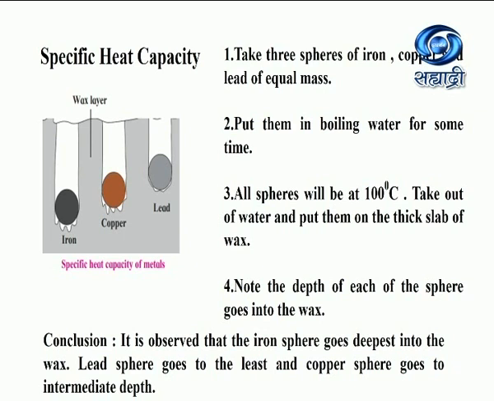What do you observe? It is observed that iron sphere goes deepest into the wax, lead sphere goes to the least and copper sphere goes to the intermediate depth. This means that the property which determines the amount of heat absorbed by a sphere is different for the 3 spheres. This property is called specific heat capacity.